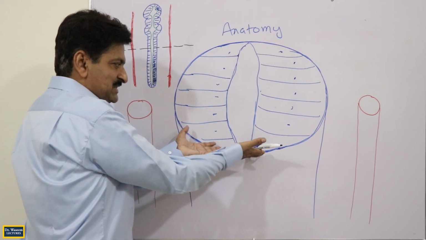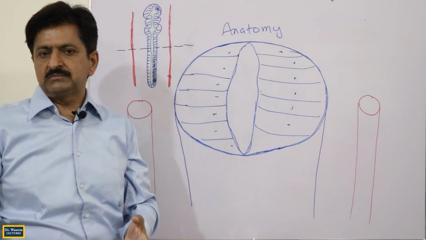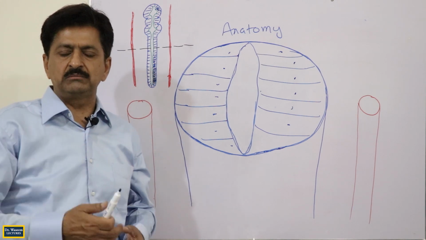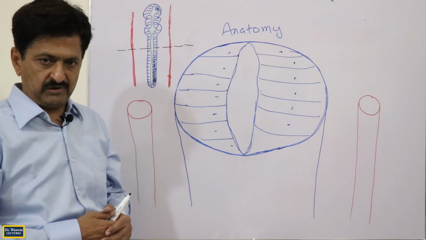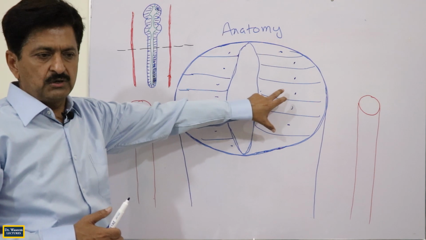Similarly, this will go to the cephalic region. This will form the brainstem, and still more rostrally or cephalically it will become the cerebrum, or the forebrain, etc. Now, see this area. These are the neuroepithelial cells.